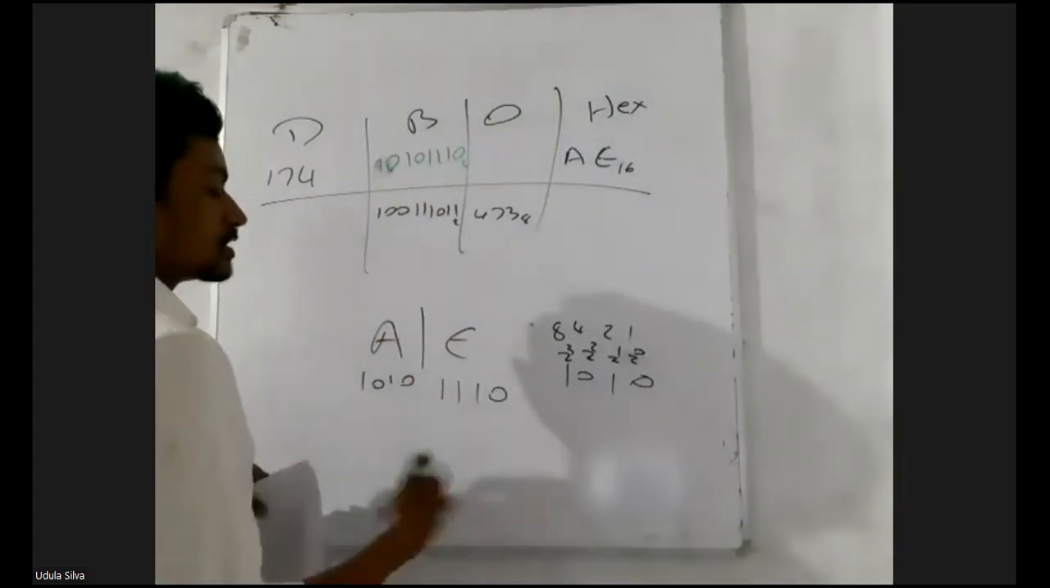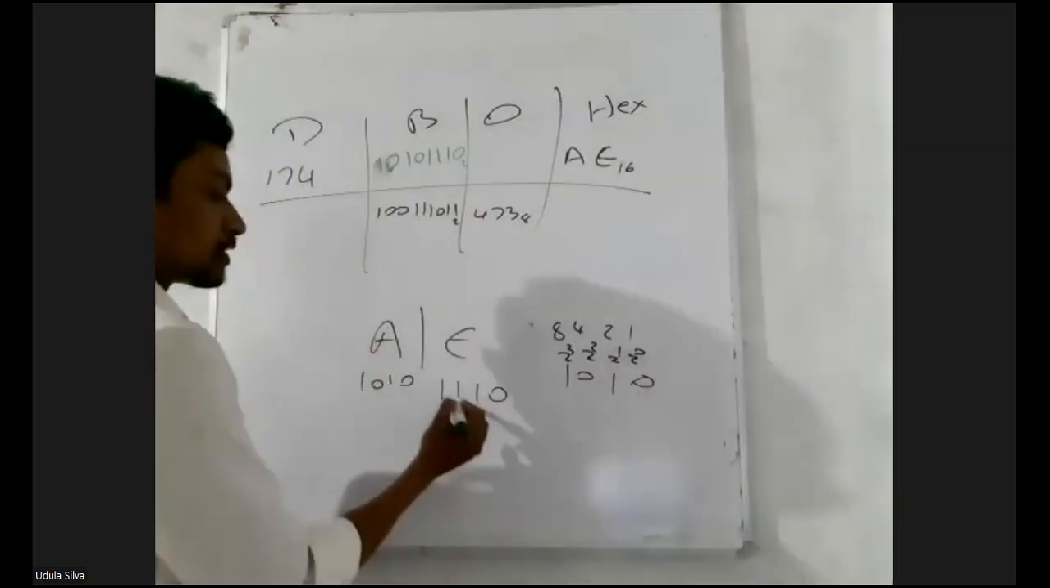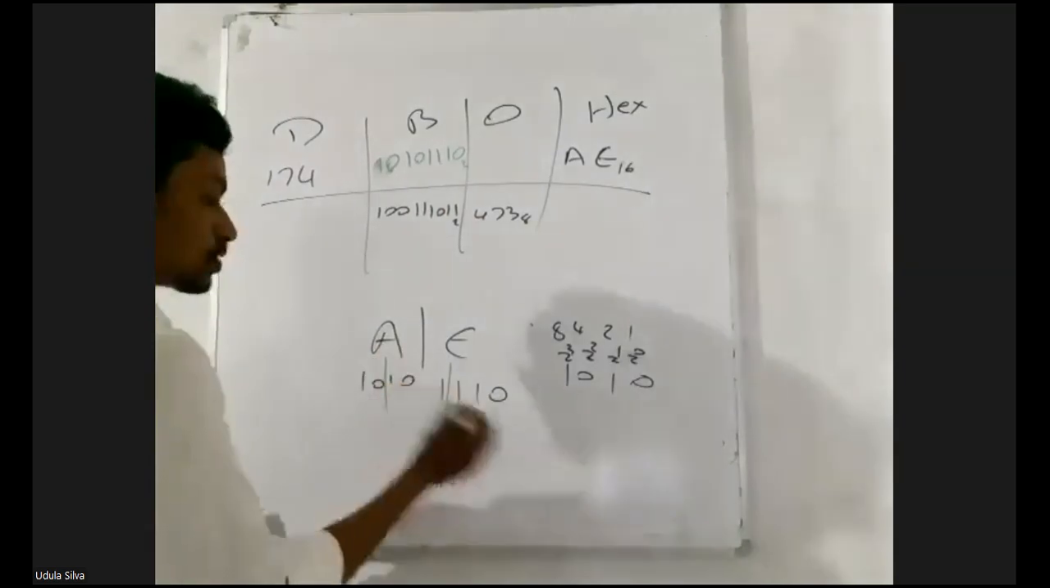If you have the binary, it is very easy to convert this into octal. How? Divide this into sets of 3 bits. 1, 2, 3, break. 1, 2, 3, break.